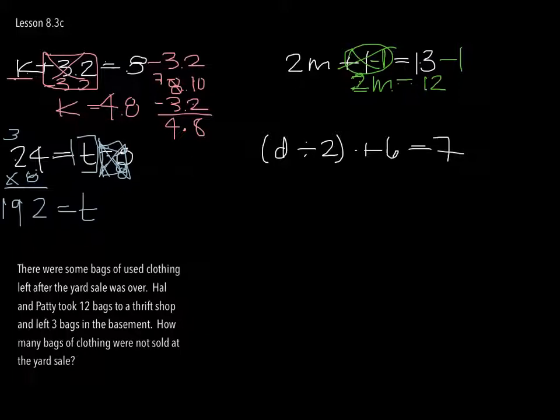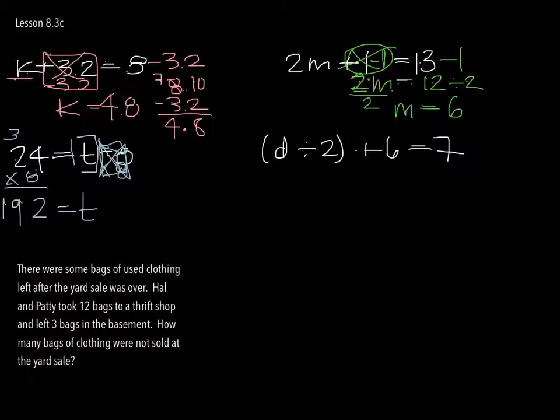Now, what's the opposite? This, remember, is 2 times m. How do we get rid of times 2? I divide by 2. Whatever I do on one side of the equal sign, I'm going to do on the other. So I'm going to take 12, and I'm going to divide it by 2. And what I'm going to have is m is the same as 12 divided by 2 is 6.